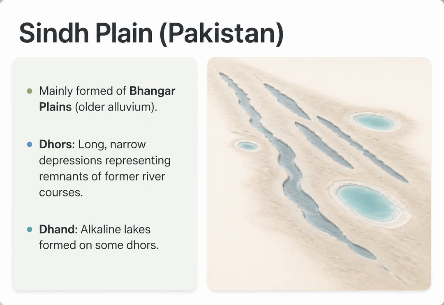We begin in the far west with the Sindh plain, which is located in present-day Pakistan. This plain is predominantly made up of older Bangar alluvium. It features 2 unique geographical terms you should know. First are dhors, which are long, narrow depressions in the earth that show where ancient rivers used to flow. Second are dhands, which are alkaline lakes that have formed within some of these old dhor depressions.